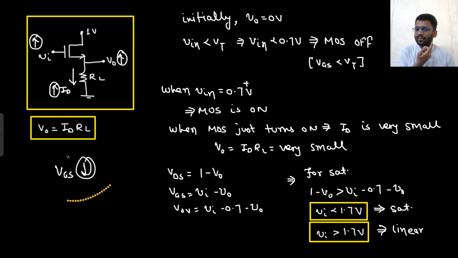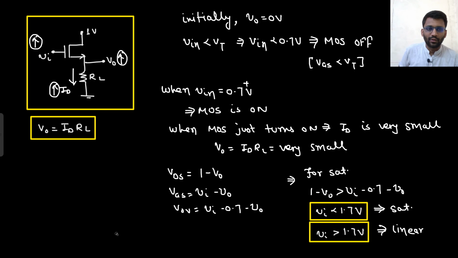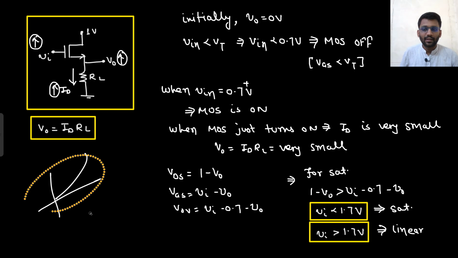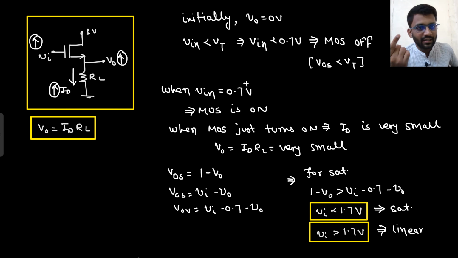What do you think will happen? The current will rise or fall? If I increase V in, the current will rise or fall? The current will rise only, but not very fast. The current will rise slowly. Why is it so? Because if I increase V in, the V naught does not increase as much as V in. Did you understand this line?